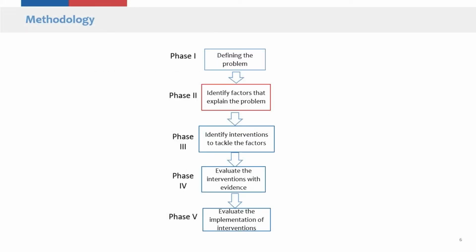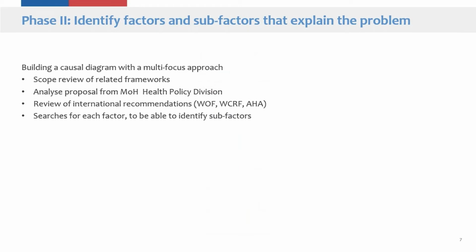The second phase was to identify the factors that explain the problem. For this, we built a causal diagram with a multi-focus approach. We did a scoping review of related frameworks. We analyzed the proposal from the Health Policy Division. We also reviewed several recommendations from NGOs and charities that work with obesity and obesity-related policies, like the World Obesity Foundation, the World Cancer Research Fund, American Heart Association, among others.